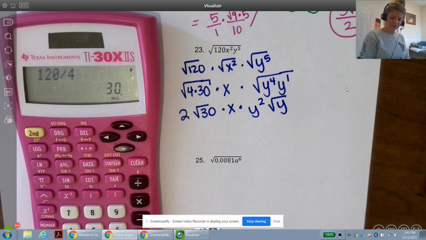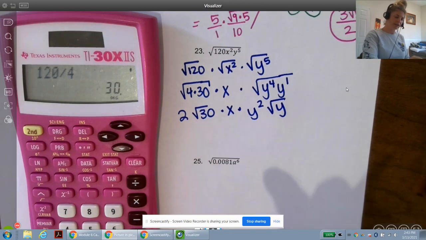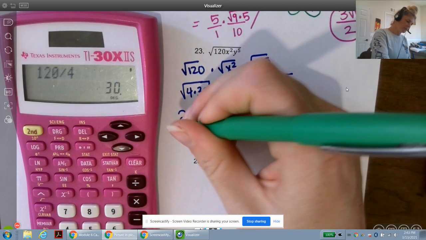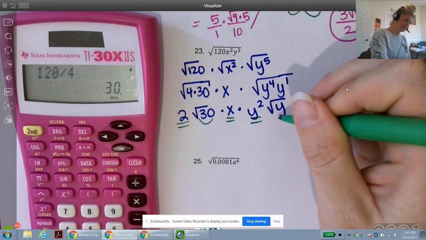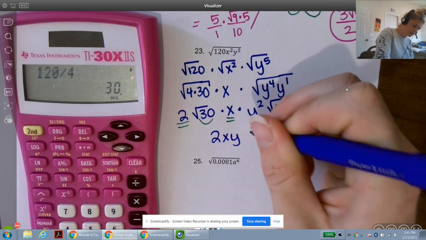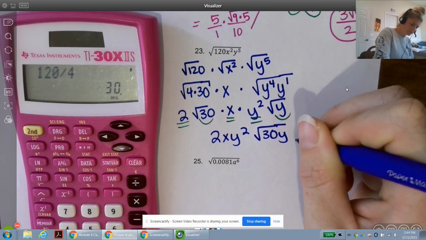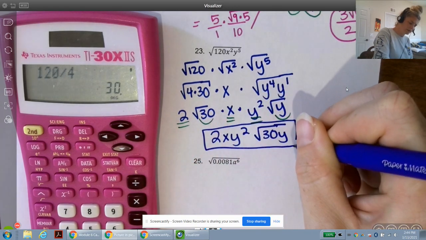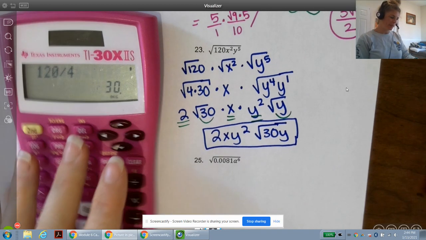From here, square root of 30 does not have any perfect square factor, so it just has to stay on the inside. Remember, numbers on the outside times numbers on the outside, numbers on the inside times numbers on the inside. Simplify, simplify, simplify that radical. Final answer, 2xy to the 2nd power, square root 30y. Bam, bam, bam.